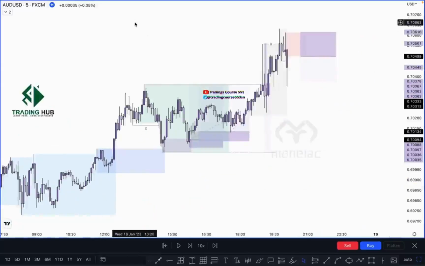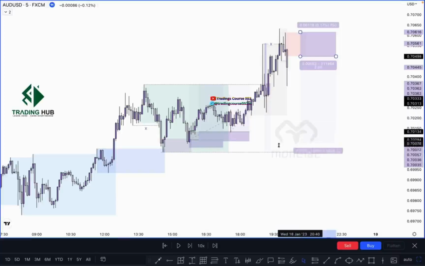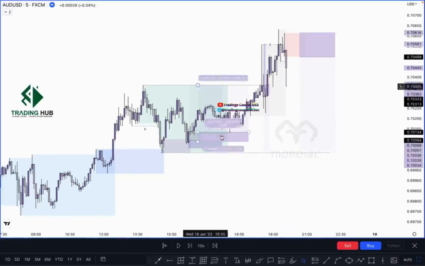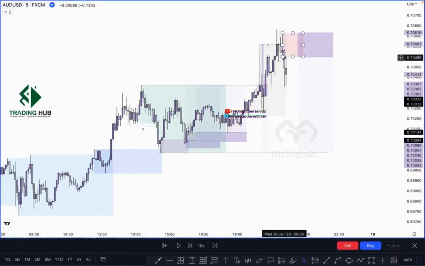And where is your target? Your target is the London session low, which one is here. So this one is our target at this point. This one is our first entry, so you have to wait for it to mitigate this order block. Okay, so finally the market hit our order block. Now you have to wait for a 1-minute confirmation if you want to add one more position.